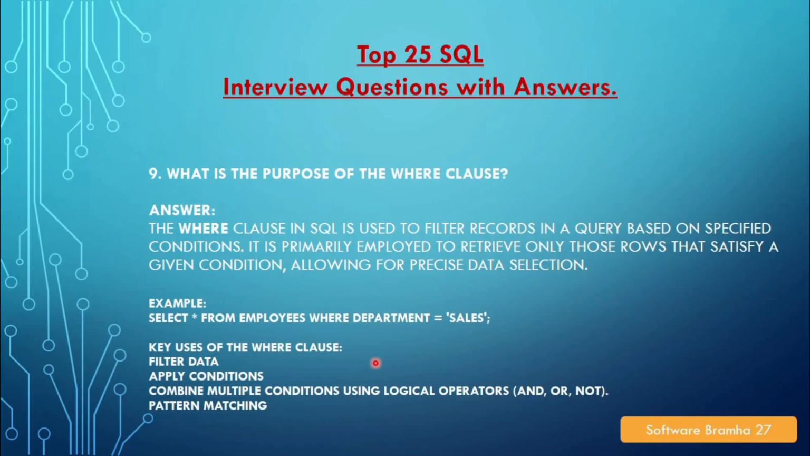Next question. What is the purpose of the where clause? The where clause in SQL is used to filter data in a query based on specified conditions. It is primarily employed to retrieve only those rows that satisfy a given condition, allowing for precise data selection. Example, select star from employees where department equal to sales. Here we are getting the employees from the department sales. The key uses of the where clause are filter data, apply conditions, combine multiple conditions using logical operators and, or, not, and also pattern matching.